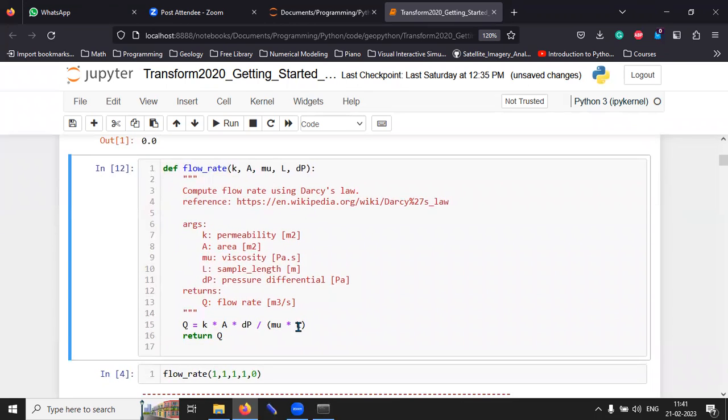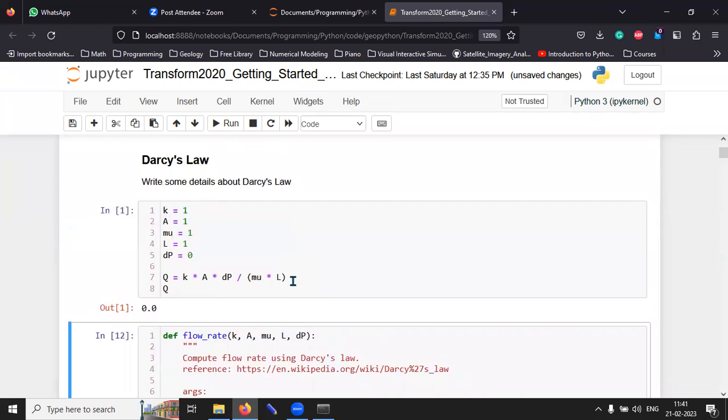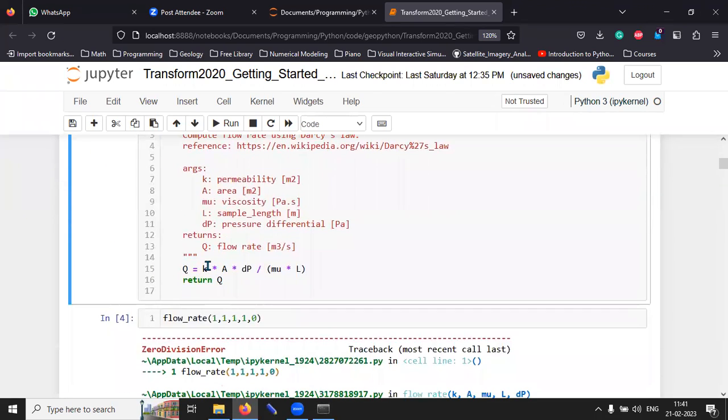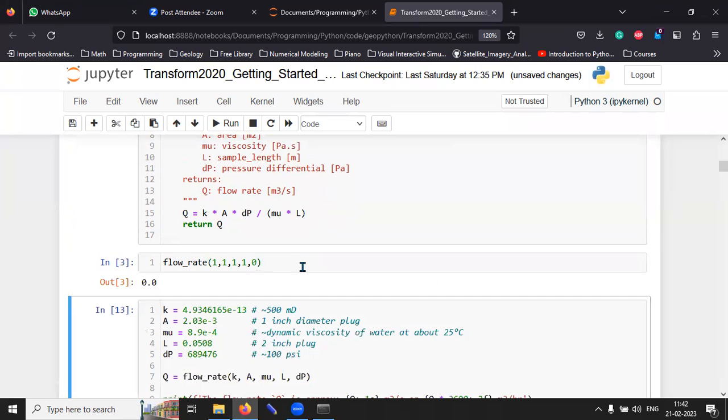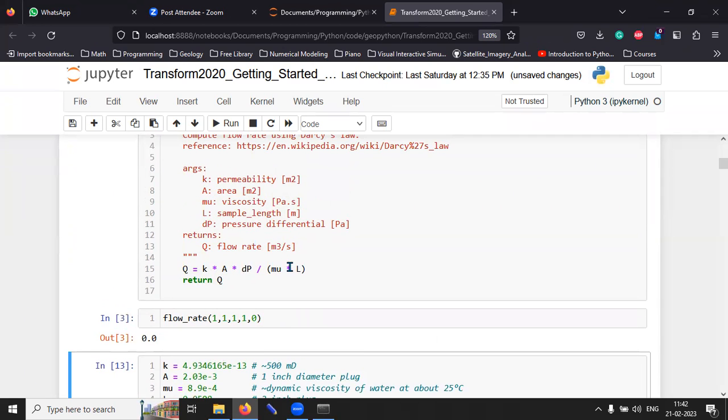Now, if we write this as a function, because I want to be able to change these values and look at the flux, the flow rate essentially. So I've written a little function, and then I can put in some standard values to look at that. And if I execute this function, then I still get 0 because I put the pressure difference as 0.